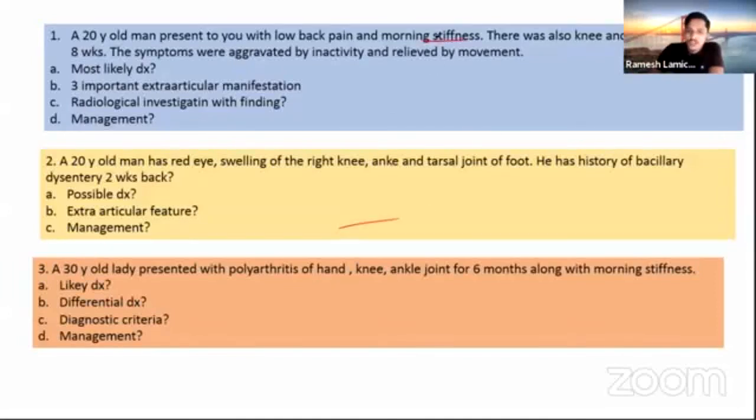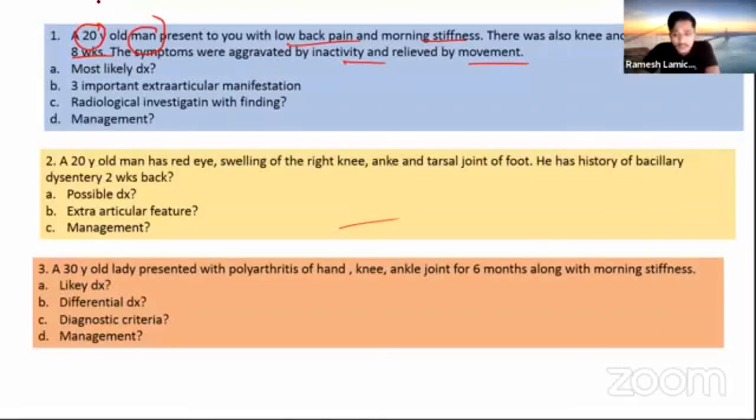Okay, morning stiffness, low back pain, and there was also knee and ankle swelling for 8 weeks. The symptoms were aggravated by inactivity and relieved by movement. Look here, a 20 years old male patient is complaining of low back pain that increases on inactivity and is relieved by movement.